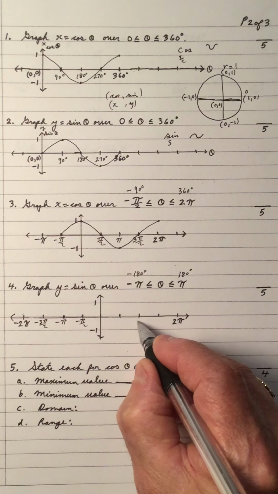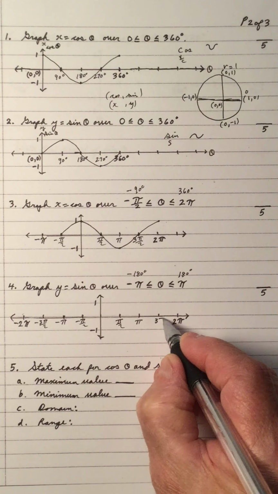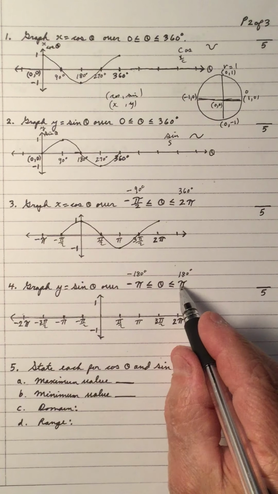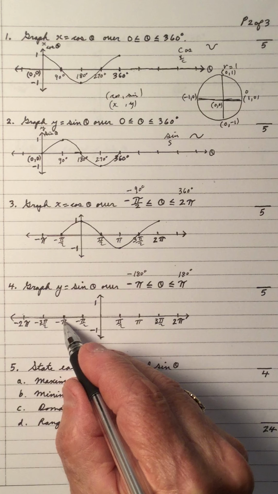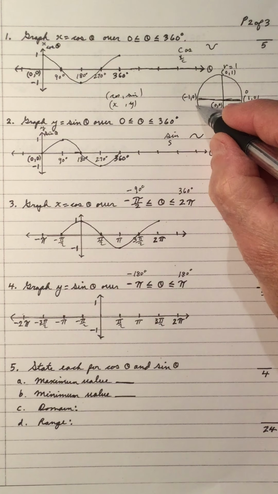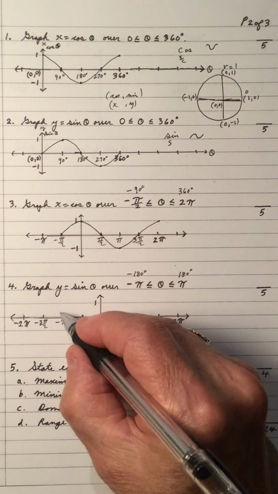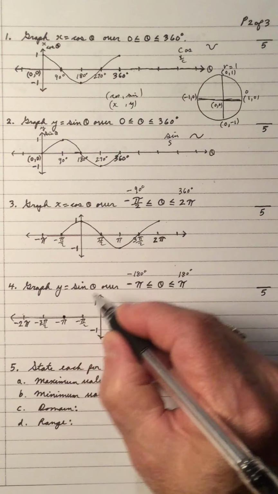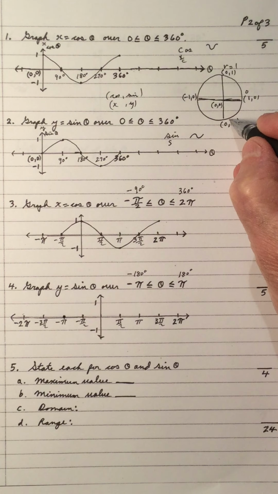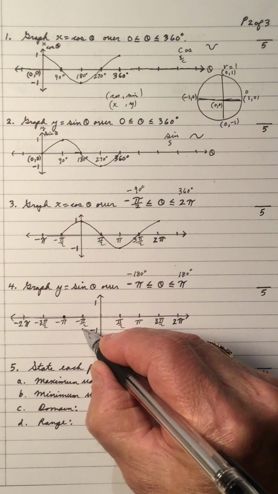And that's 2 pi. So this is pi. This is pi over 2. And this is 3 pi over 2. So we're graphing from negative pi to pi. So negative pi is negative 180. So negative 180 is this way. And we're graphing y, so that's 0. Y is 0. Remember, sine is the y. When we graph negative 90, the y is negative 1. So we're right here. Negative 90 is negative 1.